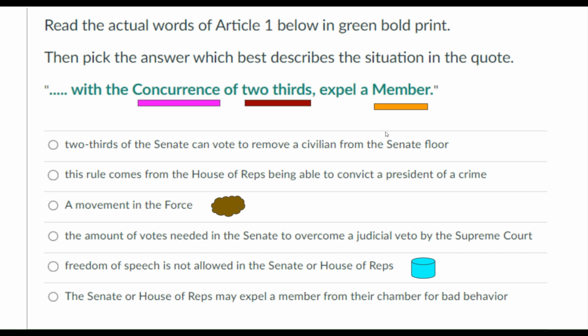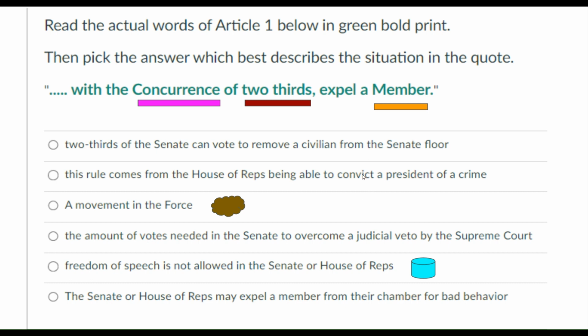Now, most readers who are a little lazy and they know a little bit, but not too much, they'll go, oh, that's impeachment. So that's probably the second one. This rule comes from the House of Reps being able to convict a president of a crime. Well, actually, that's wrong. The House of Reps can only offer an impeachment, which doesn't mean to kick him out of office and convict him. It just means then the Senate is going to have to be the jury in a trial of the president.